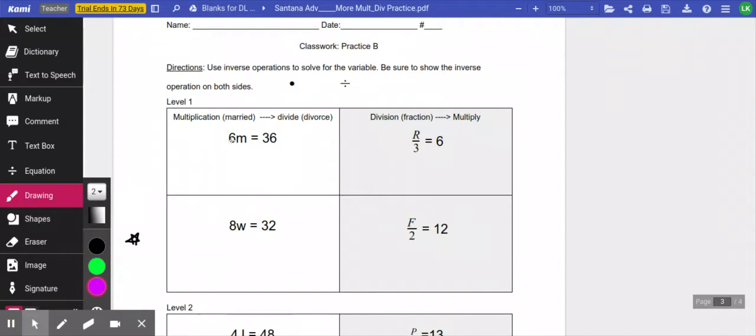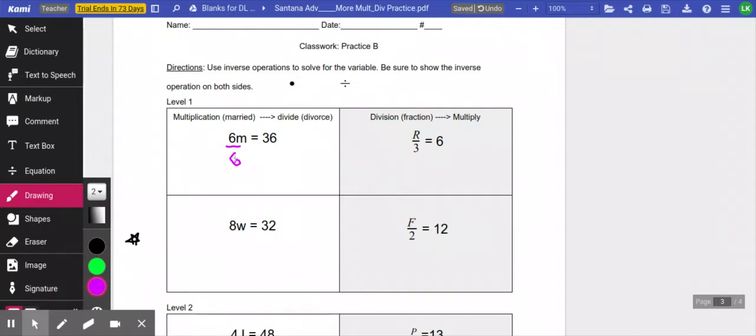In this first problem, 6m equals 36. 6 and m are glued together. Remember, it's like they're married. Married and multiply both start with m, so it's easy to remember. So they're multiplied right now. I want to think, what's the opposite of multiply by 6? Yeah, the opposite is divide by 6. Another way people remember it is they're married, but they have problems, math problems, obviously, and so they're divorcing, or dividing. Again, those both start with D.